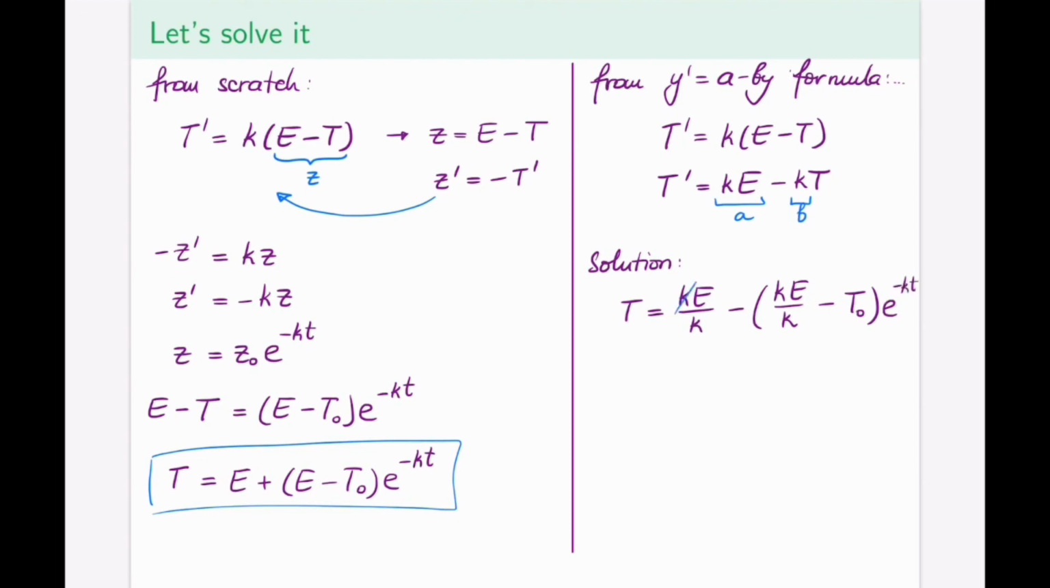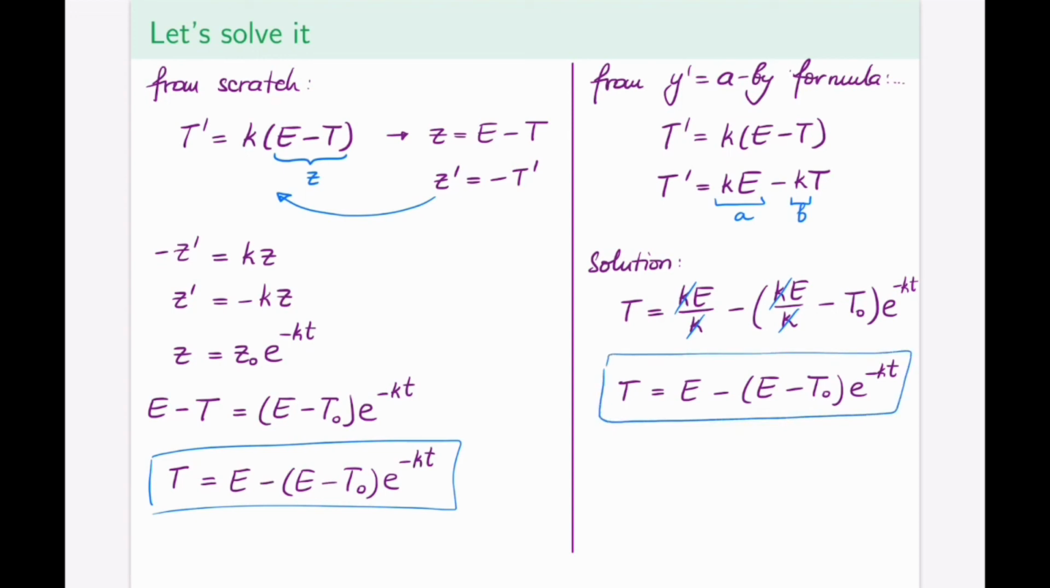And as before, let me just cancel things out here and simplify this equation a little bit. So what are we going to have? T is equal to E minus (E minus T naught) e to the power minus KT. Okay, I just noticed I made a small typo here. There we go, minus. And this is now the exact same equation as the one derived using the from scratch method. So of course the methods are exactly the same because this general formula was derived exactly through the substitution of Z, and therefore the answers should be the same.